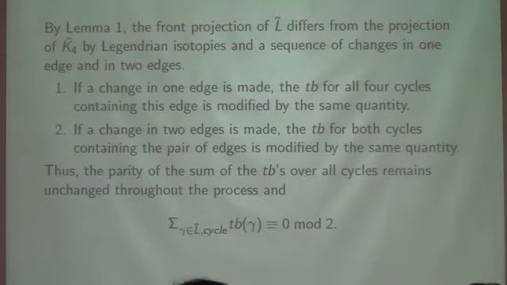Yeah. So this appears in exactly two of the cycles. So then, when we modify it, we're going to end up with something with the same parity again. So we see that the sum will always be 0 mod 2. We'll always have an even parity. Okay.